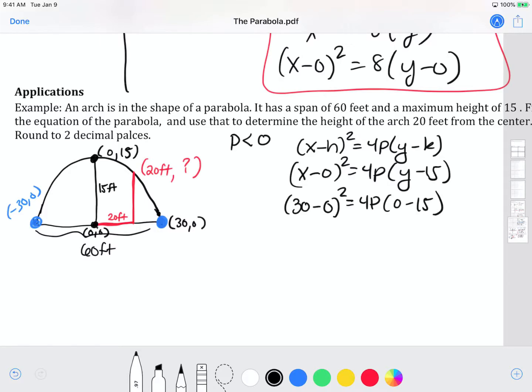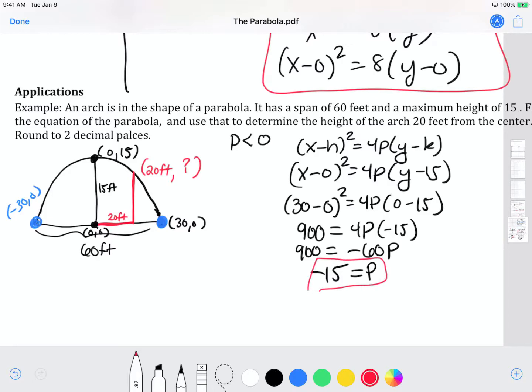So 30 minus 0 is 30. 30 squared is 900. 0 minus 15 is negative 15. If I take 4 times negative 15, that gives me a negative 60p, which means p is going to be negative 15. And we knew that it should have been negative because it's an upside down parabola. We already said that p was negative.